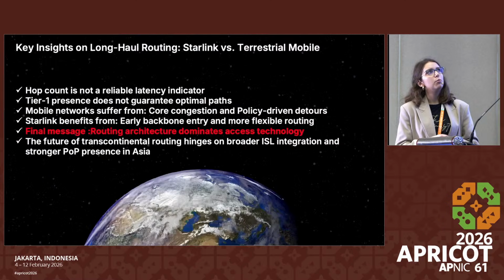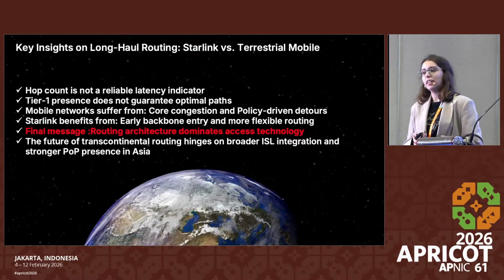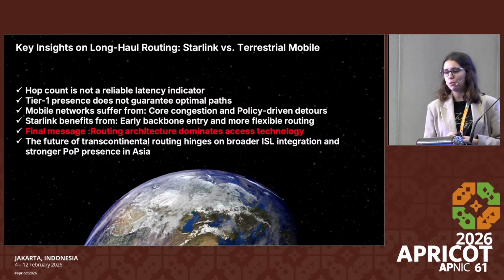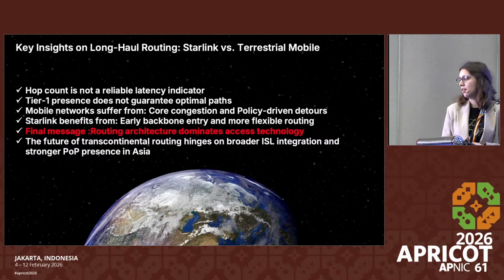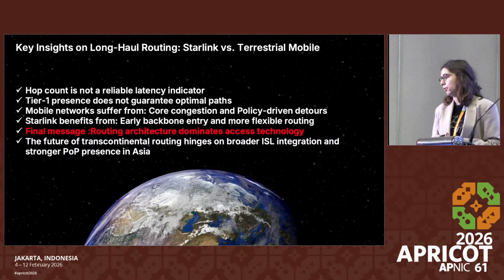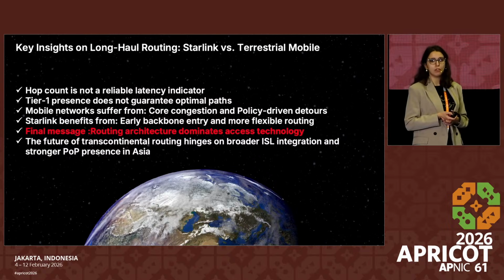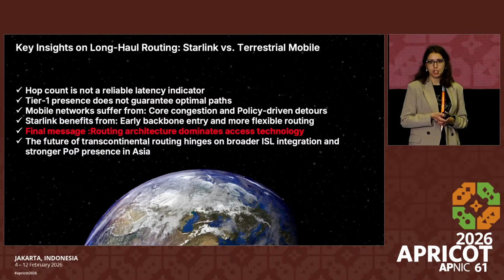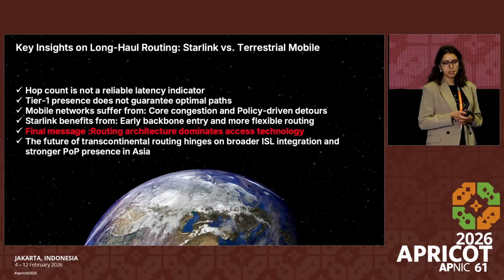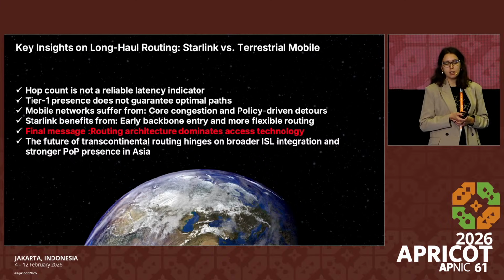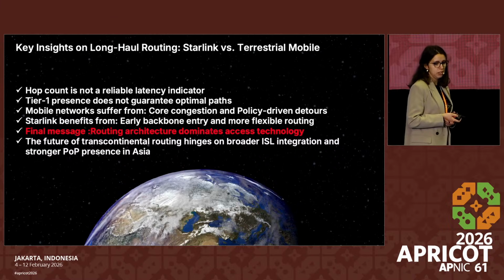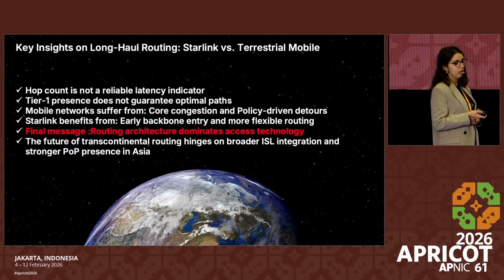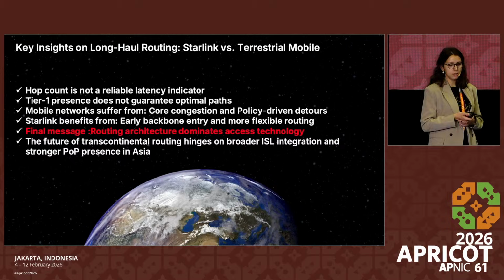Okay, this is the double slide. And the key insights from my measurements are that hop count is not a reliable latency indicator. Tier 1 presence does not guarantee optimal paths. Mobile networks suffer more from core congestion and policy-driven detours. Starlink benefits from early backbone entry and more flexible routing, and routing architecture dominates access technology.